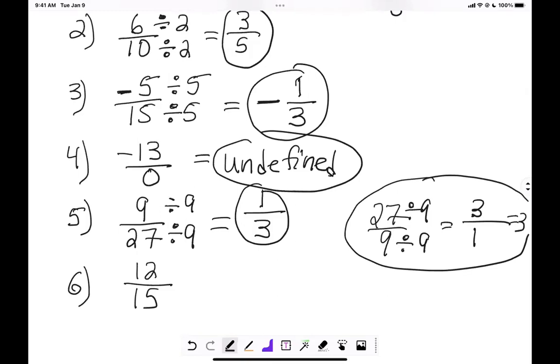All right, 12 over 15. Well, these two, they're not both even, right? 12 is even, 15 is not, but I can divide them both by 3. I'm going to do one next that I'm going to pretend I don't know how to do it, and I'm going to show you how to get through it. So 12 divided by 3 is 4. 15 divided by 3 is 5. Is there anything else I can do? No. 4 over 5.